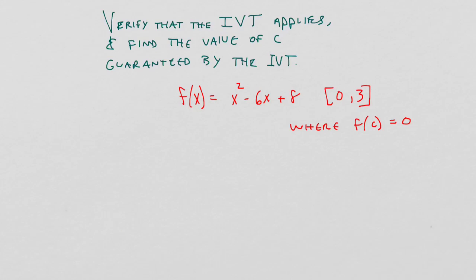Alright, last example here. This one says verify that the intermediate value theorem applies and find the value of c guaranteed by the intermediate value theorem for this function between 0 and 3. So first of all, we got to ask ourselves, does the intermediate value theorem apply? For the intermediate value theorem to apply, the function needs to be continuous, which this function is continuous. We have a quadratic. All quadratics are continuous. And we are on a closed interval from 0 to 3. So we are rocking and rolling. We're going to start by identifying f of 0 and f of 3.